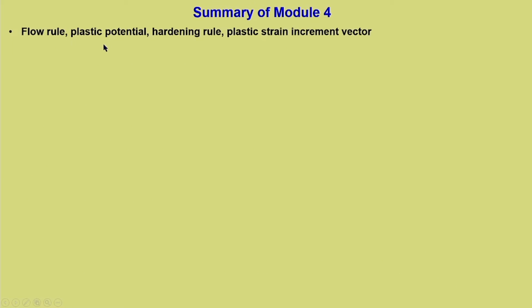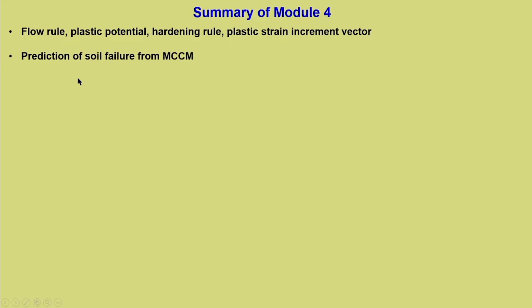Flow rule, plastic potential, hardening rule, plastic strain increment vector, which is needed for understanding the plastic response of geomaterial, has been introduced. I would not say that the discussion is extensive for this, because there is a huge amount of information that is needed further to appraise better the plastic behavior of geomaterials, but we have set the stage for further understanding. So, we have just discussed very briefly about these concepts and how it is relevant for Cam clay model.